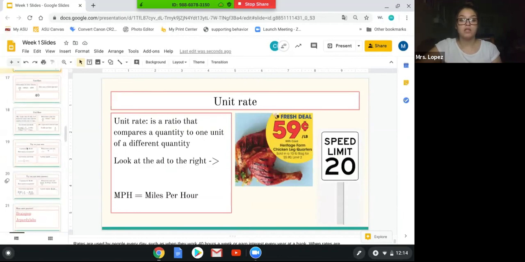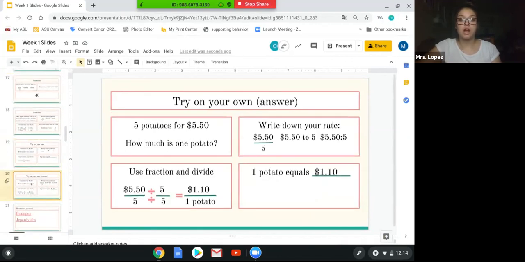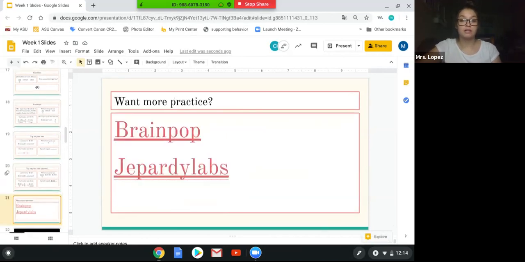So there are many ways you can do this. You could try it on your own. You can look at your grocery store ad if you get any in the mail and try to figure out the best unit rate or the best price that you're going to get for your food or your berries or your strawberries. We also have some extra practice. There's a Brain Pop game and also Jeopardy Labs that you can practice these rates and unit rates with.